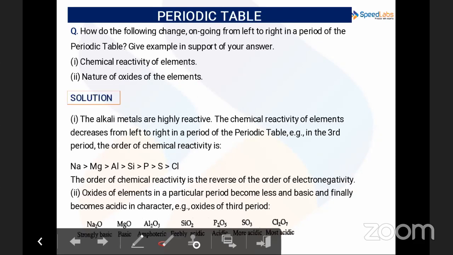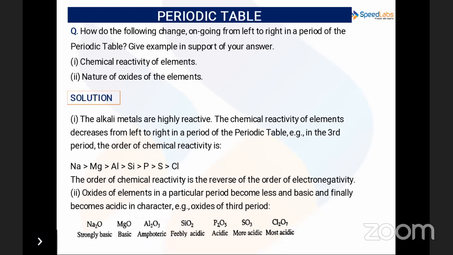Okay, so we'll see one by one. Now we have already talked about chemical reactivity in the case of halogens. Now they have asked how the following change on going from left to right in a period of the periodic table. Okay, from left to right, if we talk about the alkali metals, which are placed on the extreme left in the periodic table, alkali metals are highly reactive. You know that alkali metals consist of the chemical elements lithium, sodium, potassium, rubidium, caesium, and francium, right?